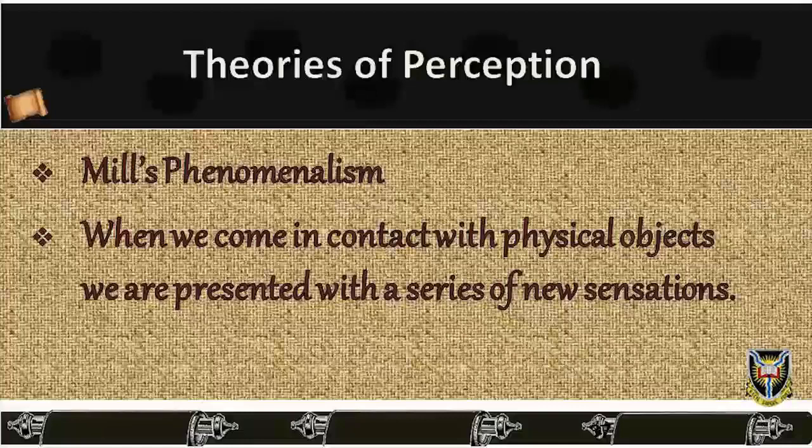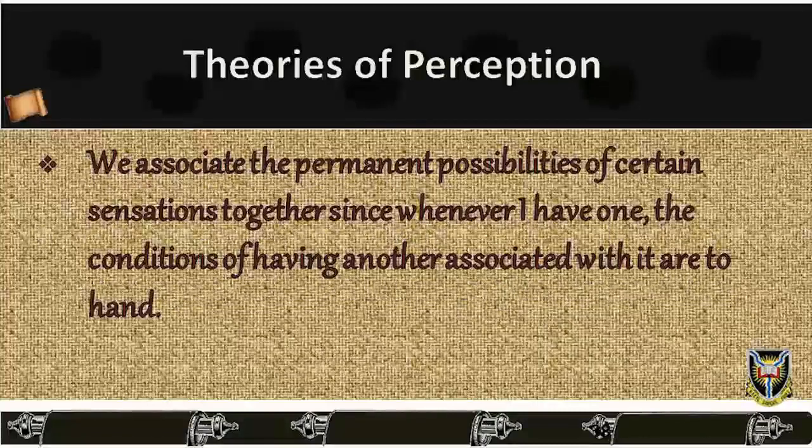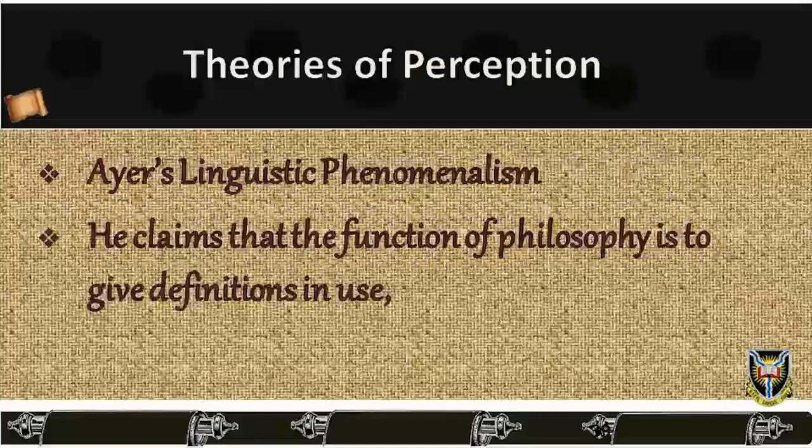We have come from experience to expect this sequence of sensations. You could say that we are certain it will happen. And so we come to think of certain possibilities of sensation as being permanently available under certain conditions. The certainty we have is not unwarranted. It is grounded in our experience. We associate the permanent possibilities of certain sensations together, since whenever I have one, the conditions of having another associated with it are to hand. These clusters of possible sensations are what physical objects are. A piece of paper is a permanent possibility of certain sensations that we associate together. Only some of the sensations in fact occur, but the physical object is a collection of those that do and those that could occur.